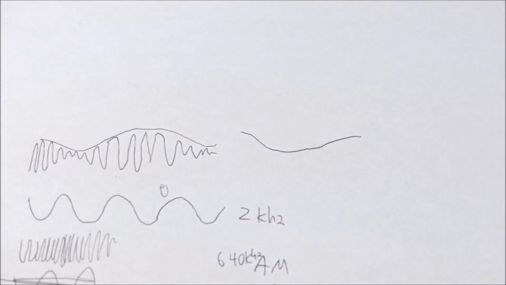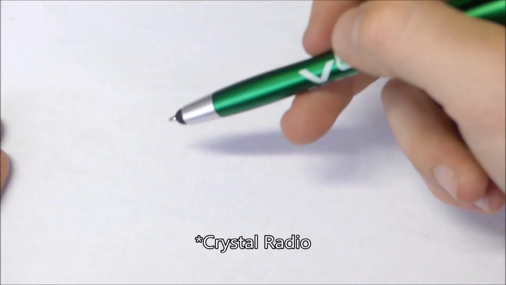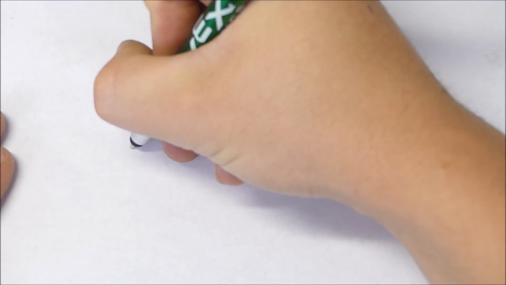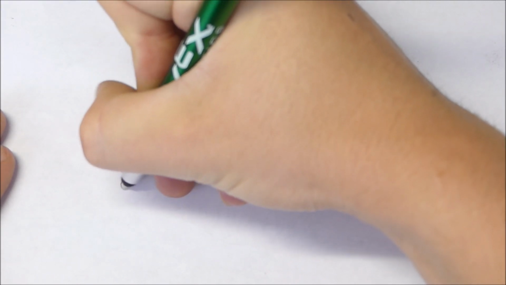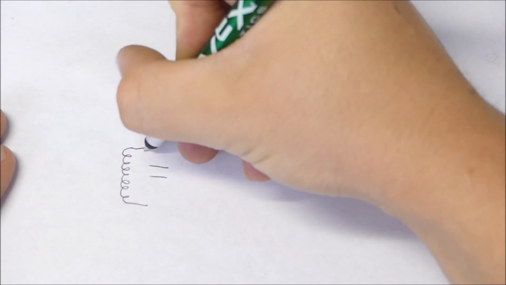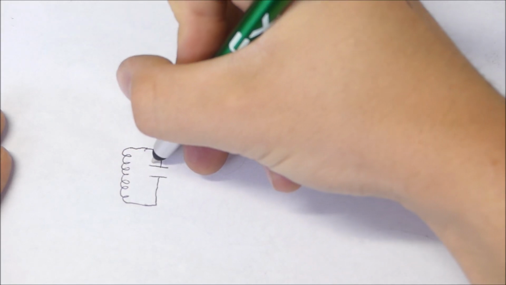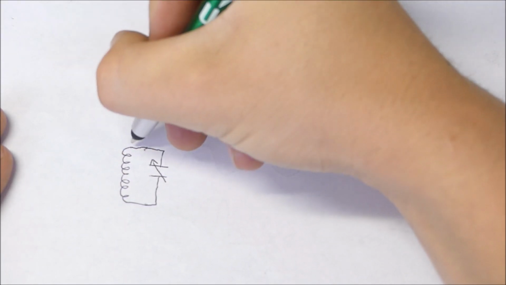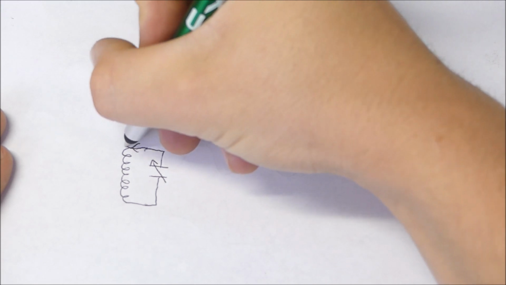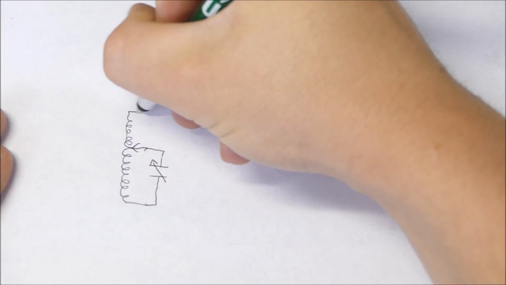Now let's go to how the radio is actually able to decode these waves. Inside a radio, the most important part is the LC circuit. The LC circuit is formed with an inductor and a capacitor. Either one or both of these devices can be variable. With a variable capacitor, you see something like this, and with a variable inductor, you have something like this.